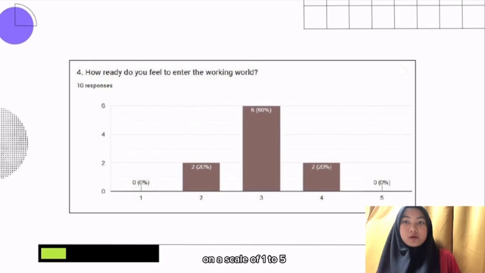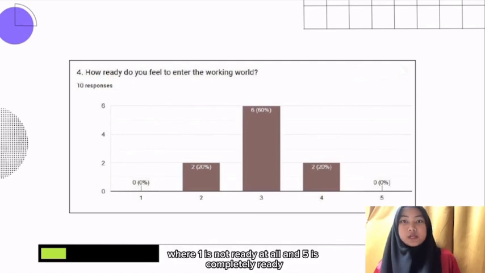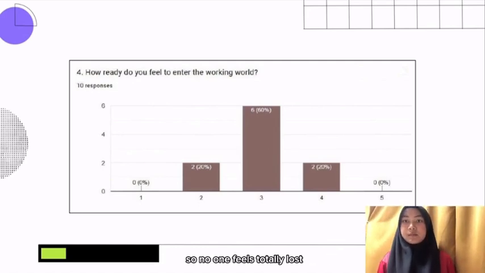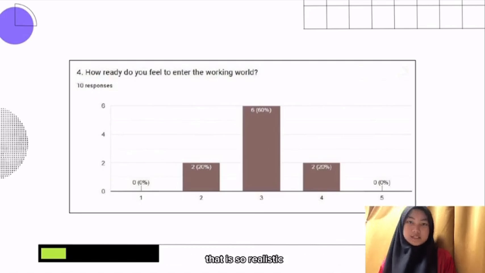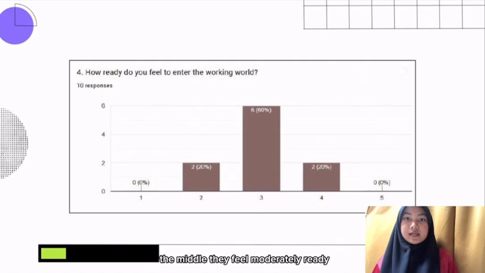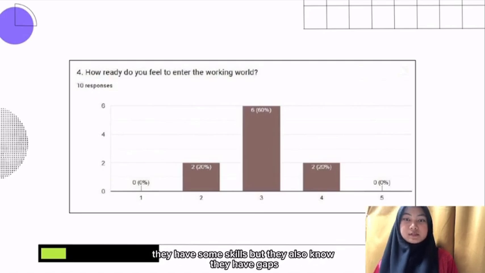On a scale of 1 to 5, where 1 is not ready at all and 5 is completely ready. Here's what we found. Nobody chose 1 or 5, so no one feels totally lost, but also no one feels completely prepared. That is so realistic. 60% chose 3, the middle. They feel moderately ready, they have some skills, but they also know they have gaps.